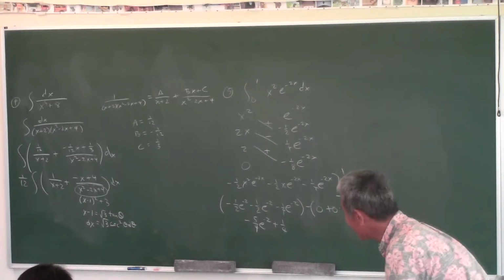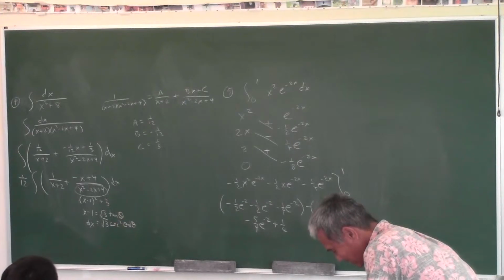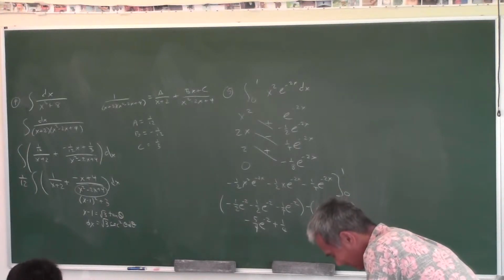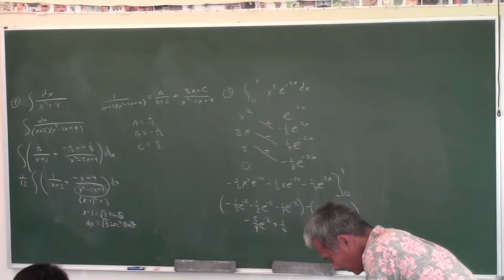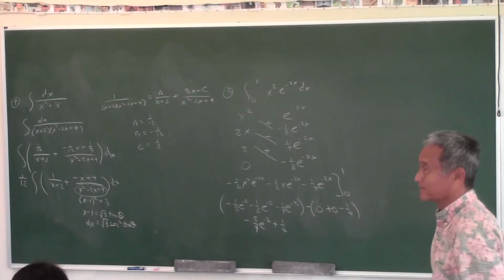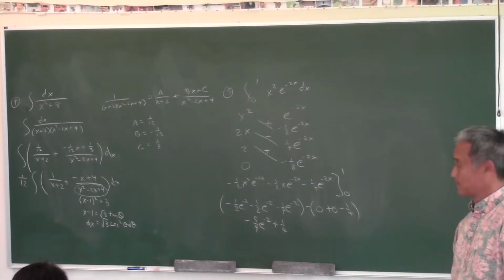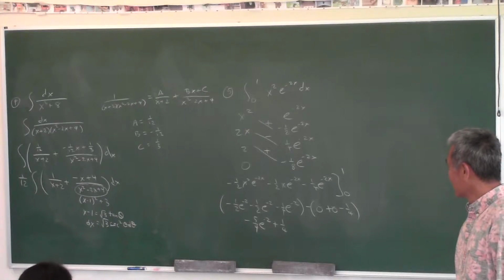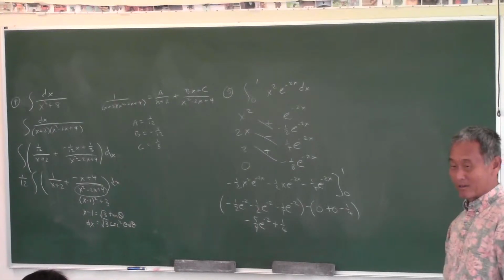Why am I even writing this on if I'm going to do the whole thing anyway? 1/4 minus 5/4 e to the negative 2. Wow, what kind of mistakes are we making? I didn't have the 1/4. You just assume when you plug in 0, you get 0.